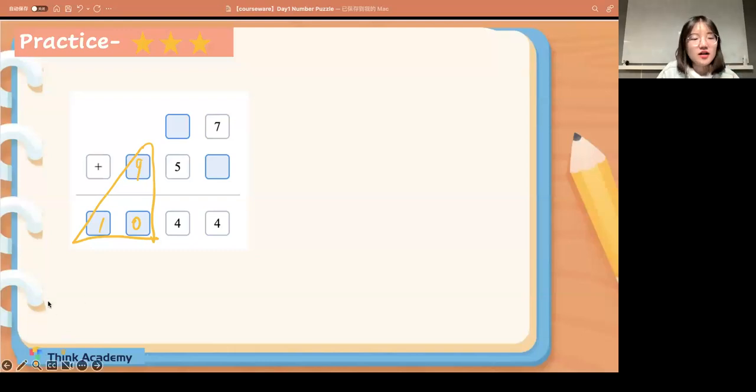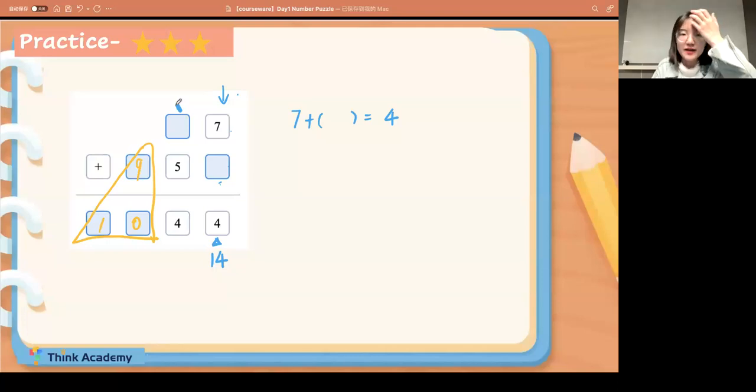But we cannot end here. We need to fill in all the blanks. So for now, we will start from the ones column. So 7 plus 1 number will equal 4. What's the value of this blank? Actually, if the number becomes smaller after addition, then it means there will be a hidden 10. And if we know this is 14, please label the carried 1 at the same time. So 7 plus 1 number will equal 14. Then this number should be 7. Brilliant. Yes. So we can label 7 here.